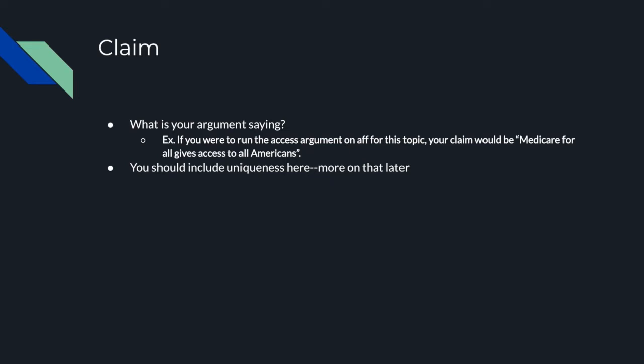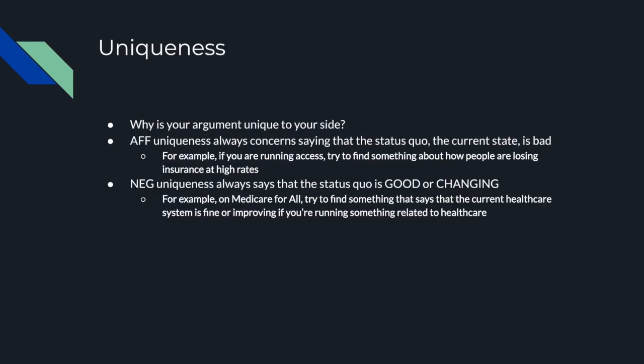And you should be including uniqueness here. Uniqueness is why your argument is unique to your side. So AF uniqueness always concerns saying that the status quo, the current state, is bad. For example, if you're running access, try to find something about how people are losing insurance at high rates in the status quo. And neg uniqueness always says that the status quo is good or changing. For example, on Medicare for All, try to find something that says that the current healthcare system is fine or improving if you're running something related to healthcare.